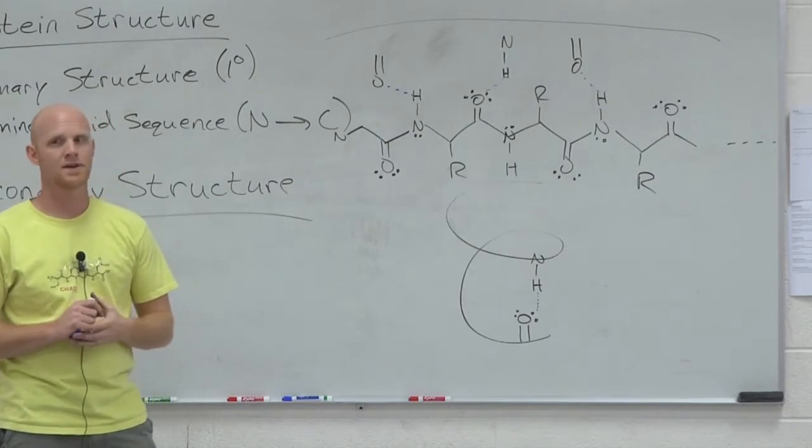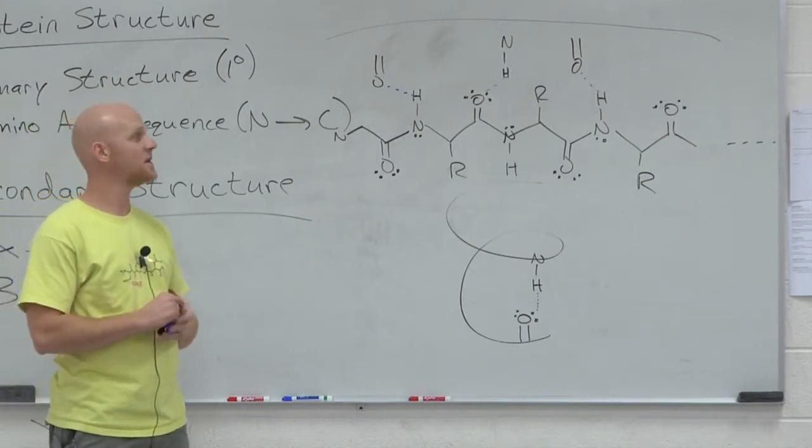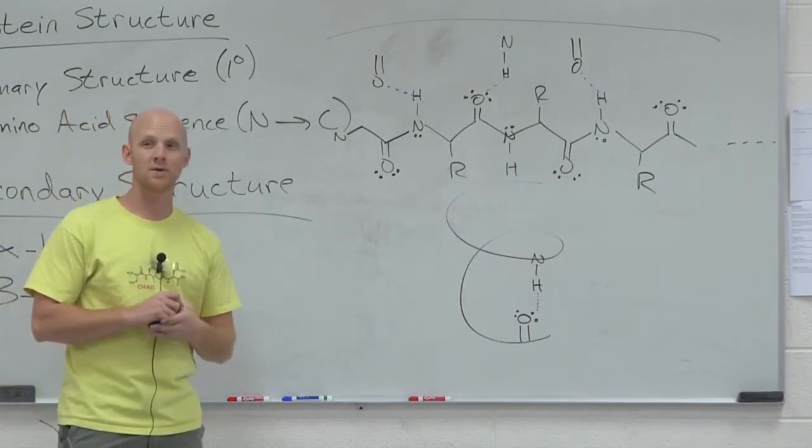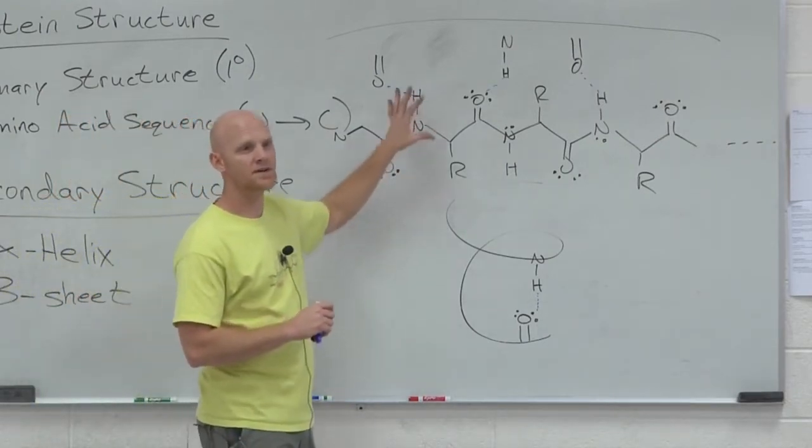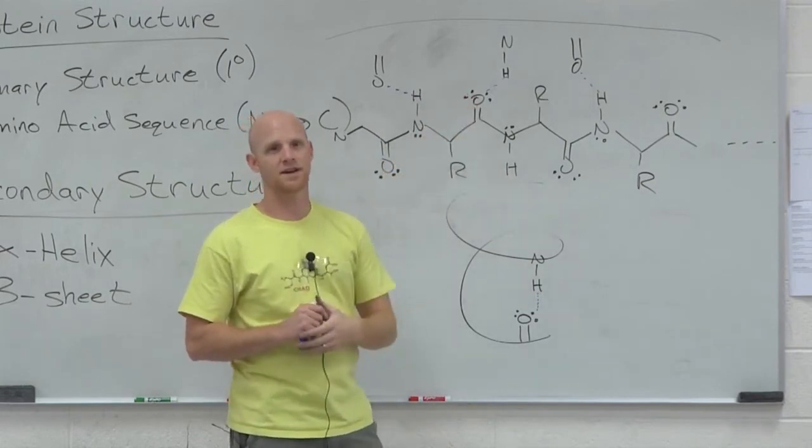Cool. So again, big things to take away. Hydrogen bonding only involves what part of the amino acid chain? Backbone. Only the hydrogen bonding of the backbone is involved for secondary structure.